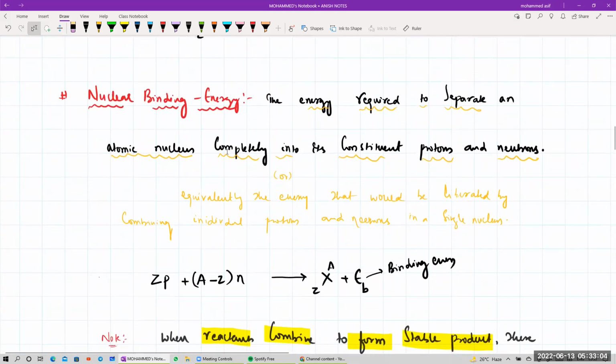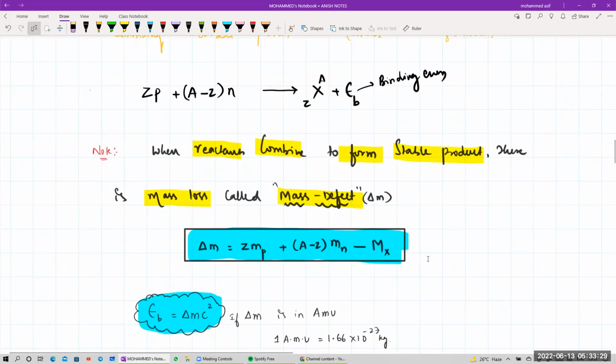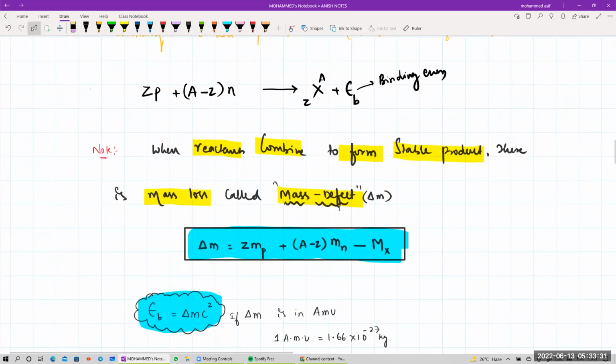The energy required to separate an atomic nucleus completely into constituent protons and neutrons is called nuclear binding energy. Or equivalently, the energy that would be liberated by combining the individual proton and neutron in a single nucleus is called nuclear binding energy. Like see here, when a proton is combining with a neutron, we are getting a stable nucleus, and along with that, a certain amount of energy has been released. That released energy is called what? Binding energy.